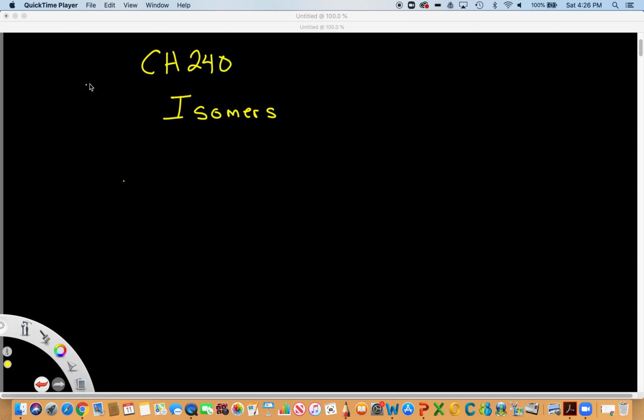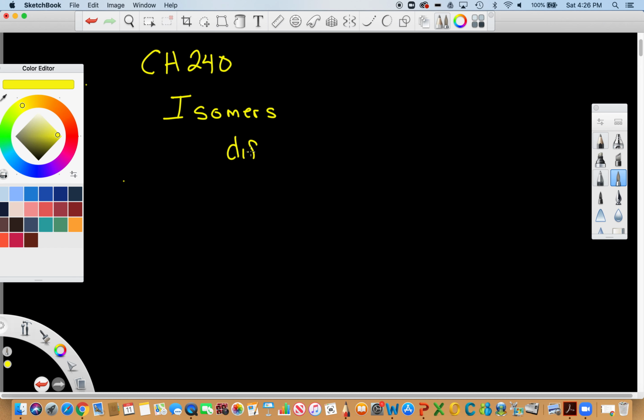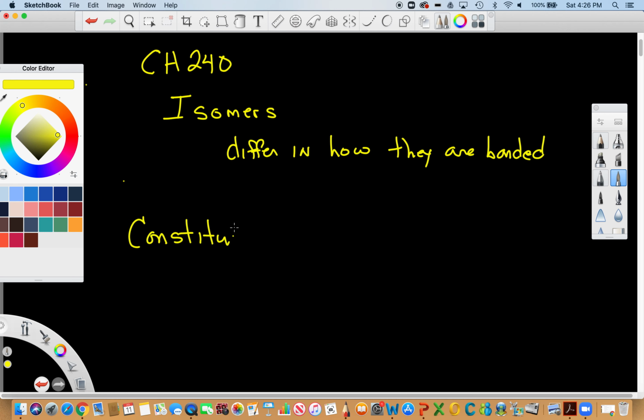As promised, isomers. Isomers differ in how they are bonded, or in the bonding sequence. And there's a few of them. There's constitutional isomers, sometimes just known as structural isomers.